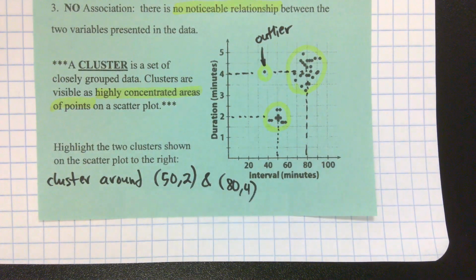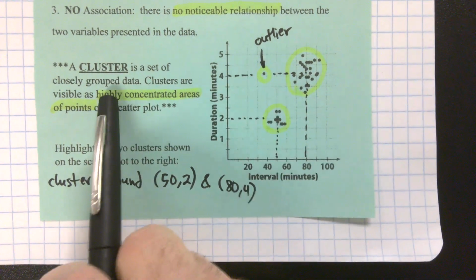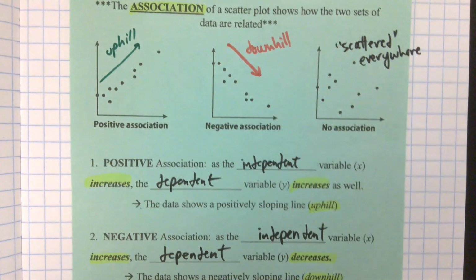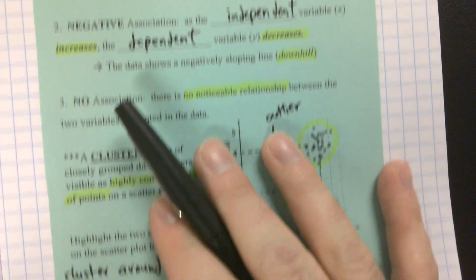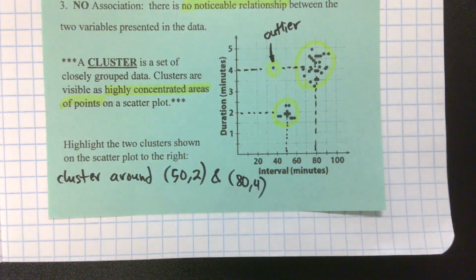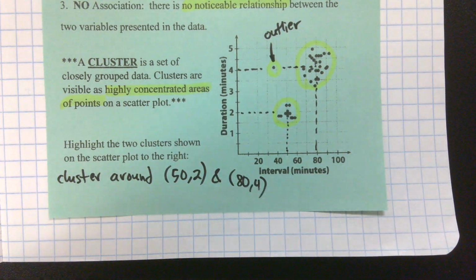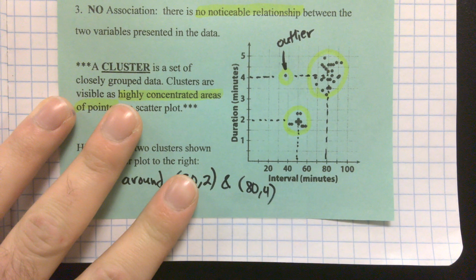So we're just trying to figure out how to recognize different things on a scatter plot. The main things are outliers, clusters, and association. Okay, outliers, clusters, and association. Questions I can answer about any of that? Perfect.